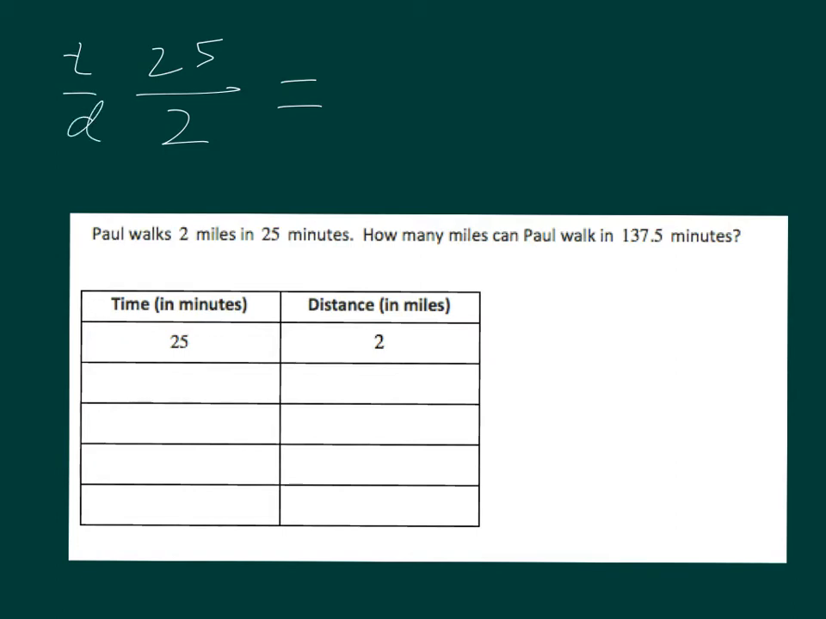And then in the problem, I'll just underline this, I see right here that the question is asking me how many miles Paul can walk in 137.5 minutes. So I know since I have distance and time, I'm going to put that new time, 137.5, over X. Because what I don't know is how many miles Paul can walk given 137.5 minutes.